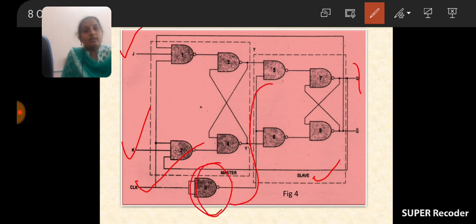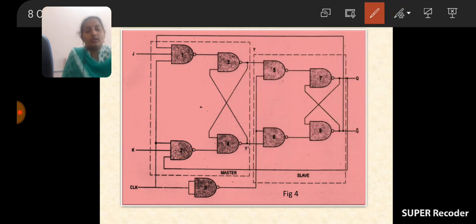How many outputs are there here? 2 outputs are there. What are the 2 outputs? Q and Q bar. So this is the realization, or the construction, of the master slave JK flip-flop with the help of NAND gates. How many gates here are we using? 9 gates. Is it clear?